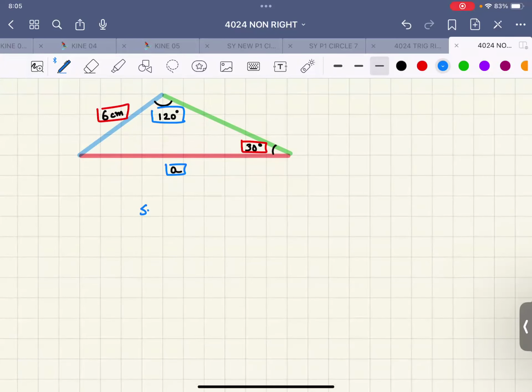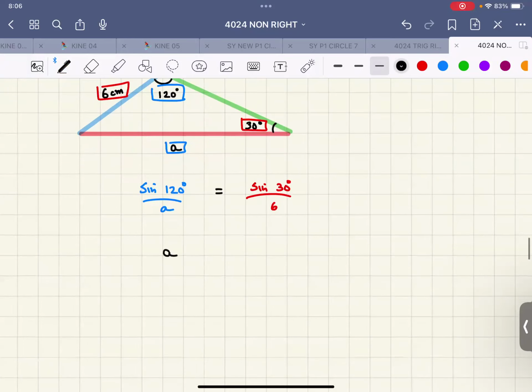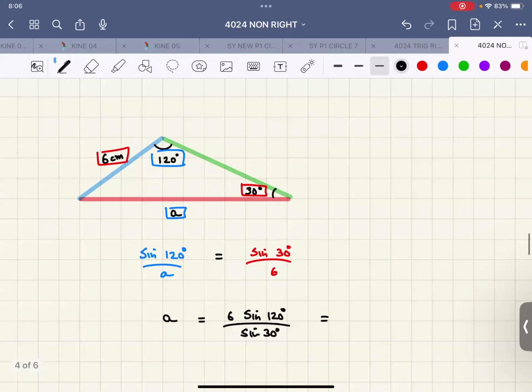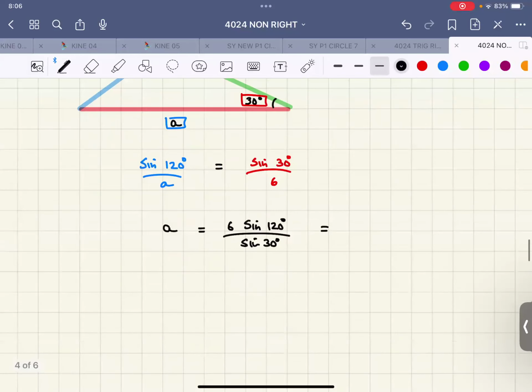So I'll write sine of 120 degrees divided by a. I'll write sine of 30 degrees divided by 6, and these two are equal. As simple as this. So therefore, make a the subject, that is 6 sine 120 divided by sine of 30 degrees, and then using a calculator, we will get this answer. So what was given? Two angles and one side. You find the remaining side.